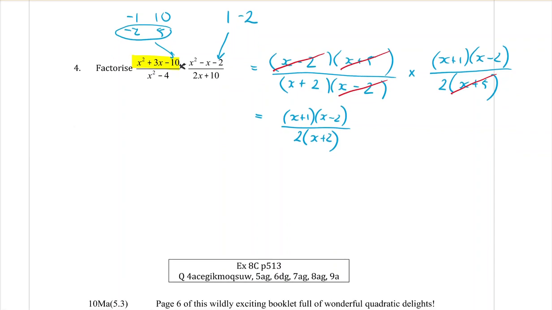All right, so 8C is what we need to do. I got it really, yeah.